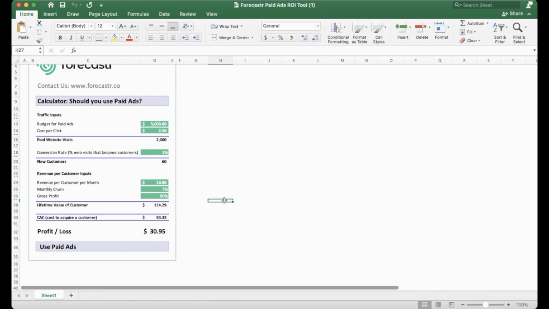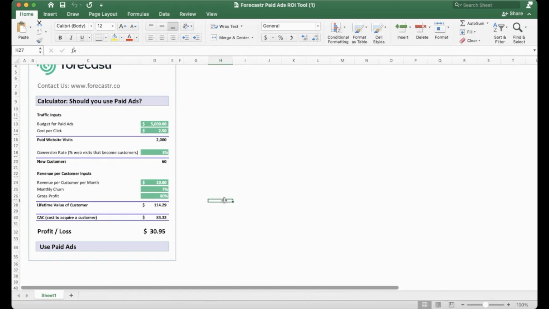And then the third input that we're going to need to determine is the gross profit, so the profit per customer. If you're, for example, a SaaS company charging a monthly fee for access to your platform, or a subscription to software that you've created, then your gross profit is going to be really, really high, because it doesn't cost you a lot of money to service a new customer.